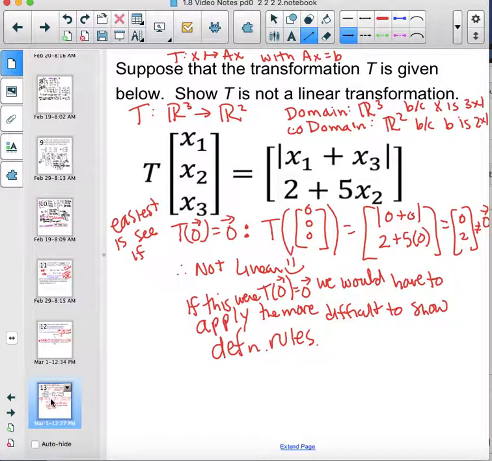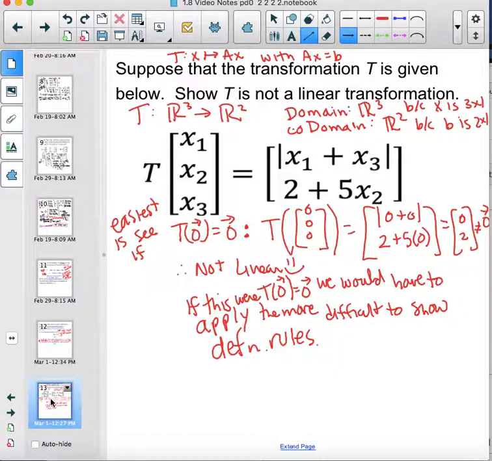Suppose you have a transformation T given below, and so T of the three-dimensional input vector gives you that result: absolute value of the first and third elements, followed by 2 plus 5 times the second element of the domain. So we can really easily see that T of 0 is not equal to 0. Therefore, this is not a linear transformation.